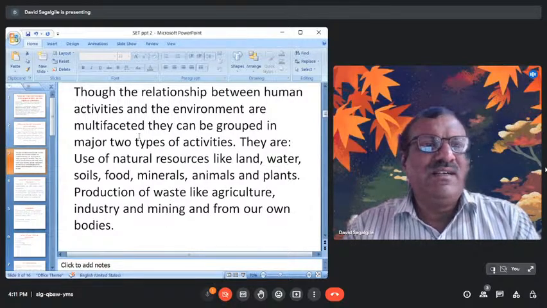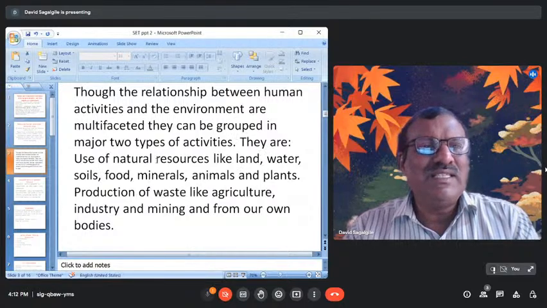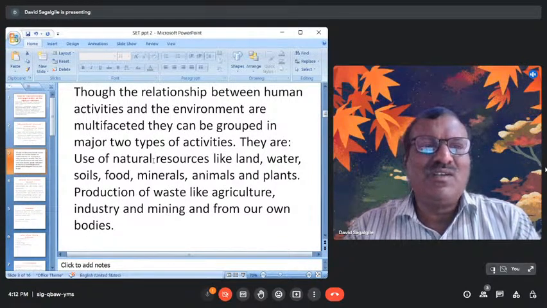So here we see that there are two types of major activities that can be interrelated with environment and people. They are the use of natural resources like land, water, soils, food, minerals, animals and plants. In this first category we see that man is exploiting the natural resources, whether it is land or water or soil or food, minerals, animals as well as plants.